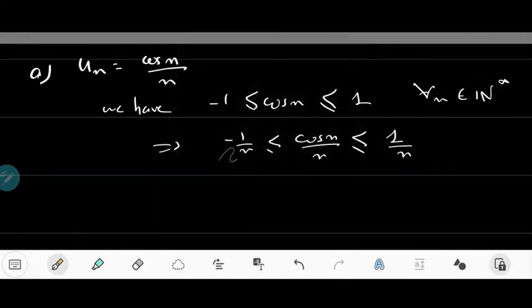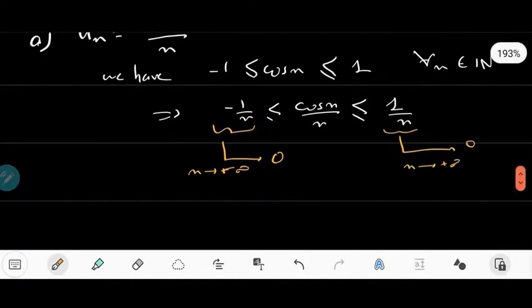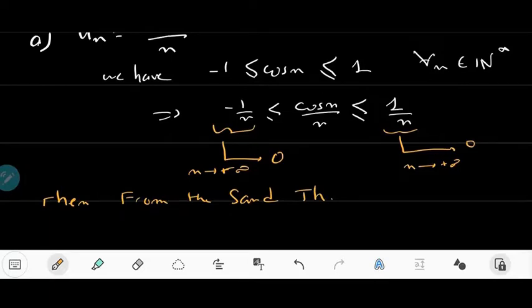Then we have the sequence in here that goes to 0 when n tends to infinity, and the one in here, it goes to 0 when n tends to infinity. Therefore, from the sandwich theorem, un is convergent and limit of un when n tends to plus infinity is equal to 0.